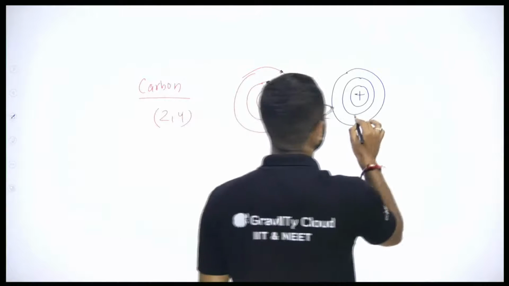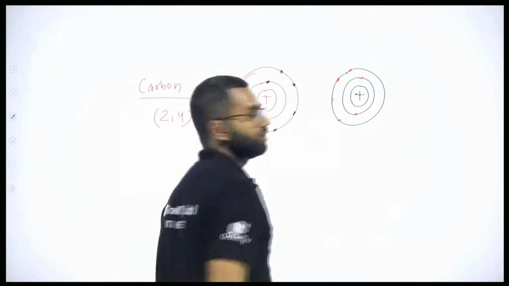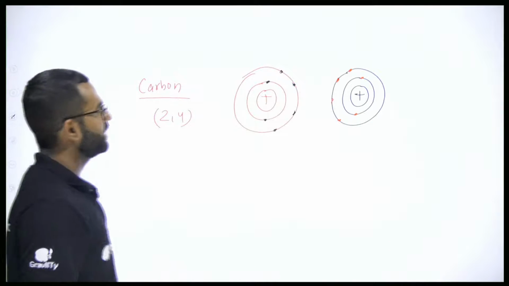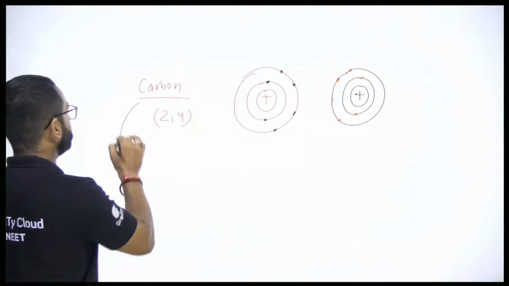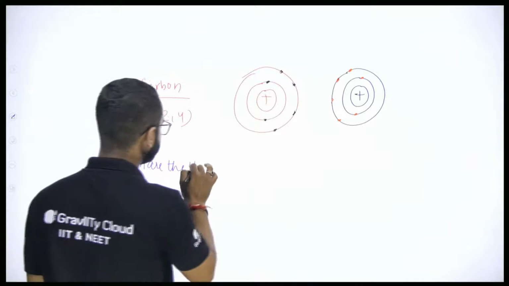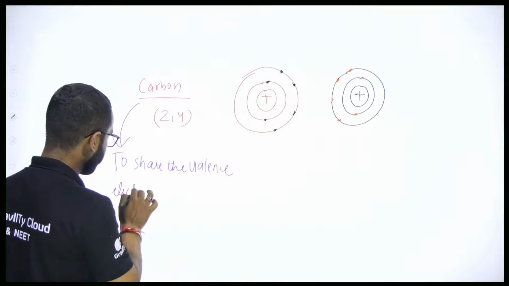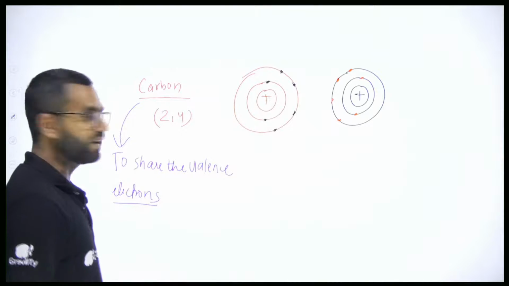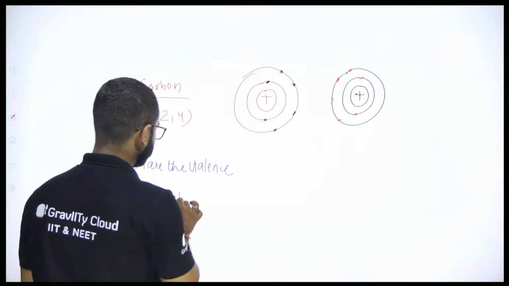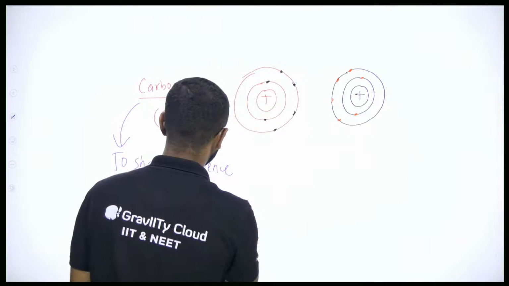Now carbon atom is there, 2 and 4. 1, 2, 3, 4. So carbon atom decided that I will share the electrons. I will share my valence electrons. Carbon decided to share its valence electrons with another atom.